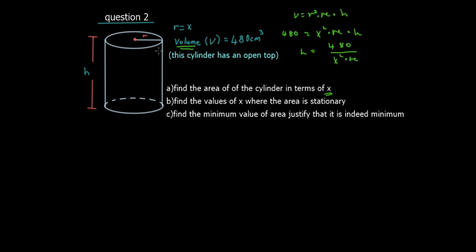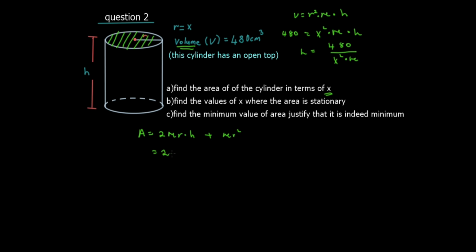I know that there is no top, it has an open top. It means we are not going to involve the other circle when we write the area. So we know that the area of the cylinder, without a top, would be 2 pi r multiplied by h plus pi r squared. We were going to involve 2 over here if we had the other top. So let's substitute whatever we have.